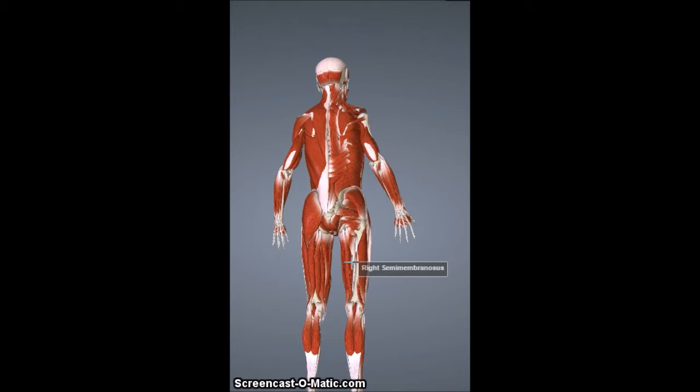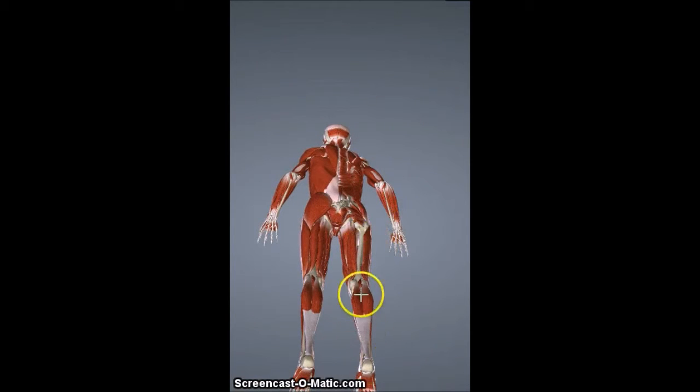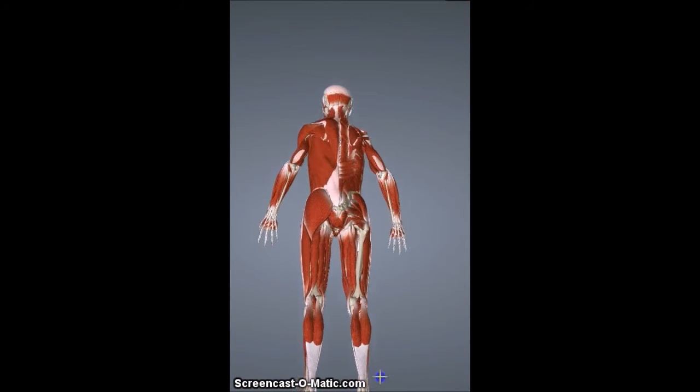biceps femoris. Remember, biceps, 2 heads, femoris on the femur, that corresponds to the biceps brachii. Just you flex your leg in the opposite direction that you flex your arm, and that allows you to walk and maintain balance. Below the hamstrings is the gastrocnemius, a two-headed large muscle that gives the shape of the calf in your leg, and is connected to the heel by the Achilles tendon.